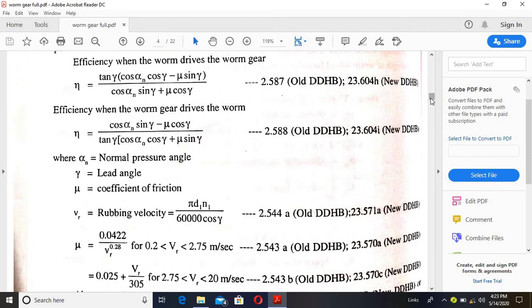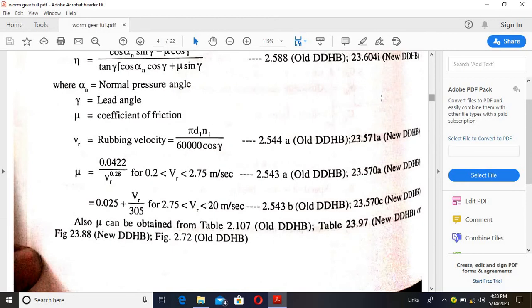This coefficient of friction we have to calculate, and it is based upon the rubbing velocity. So before calculating mu, first we have to calculate rubbing velocity Vr. Rubbing velocity is equal to pi d1 n1 divided by 60,000 into cos gamma. This is the formula to calculate rubbing velocity. So based on the value obtained for Vr, we take the formulas for mu.